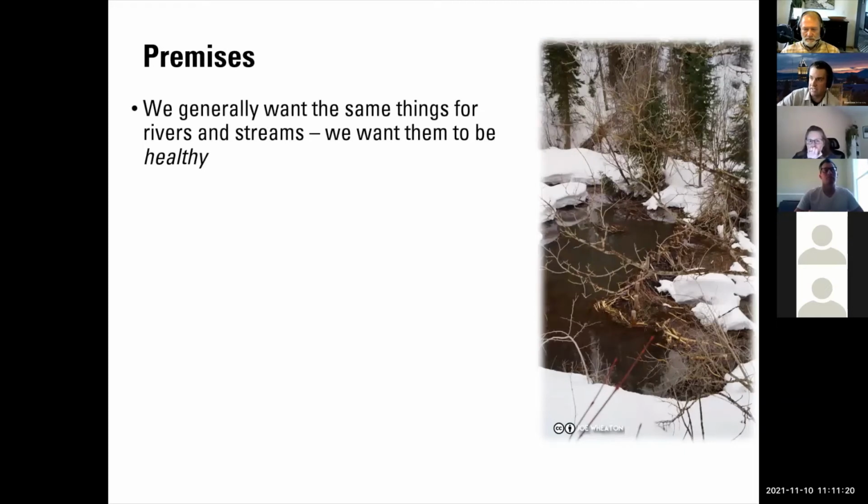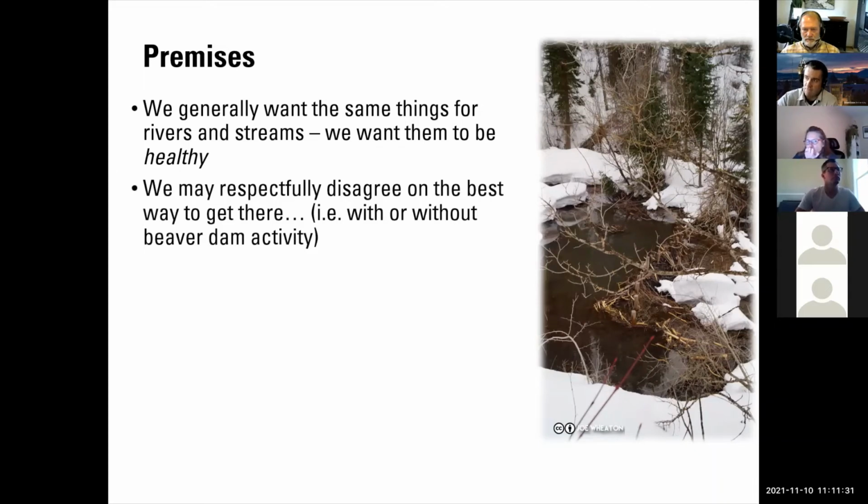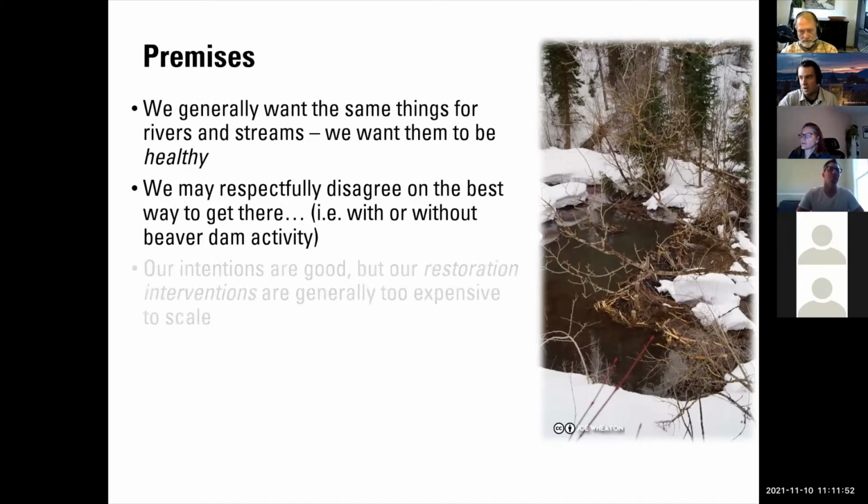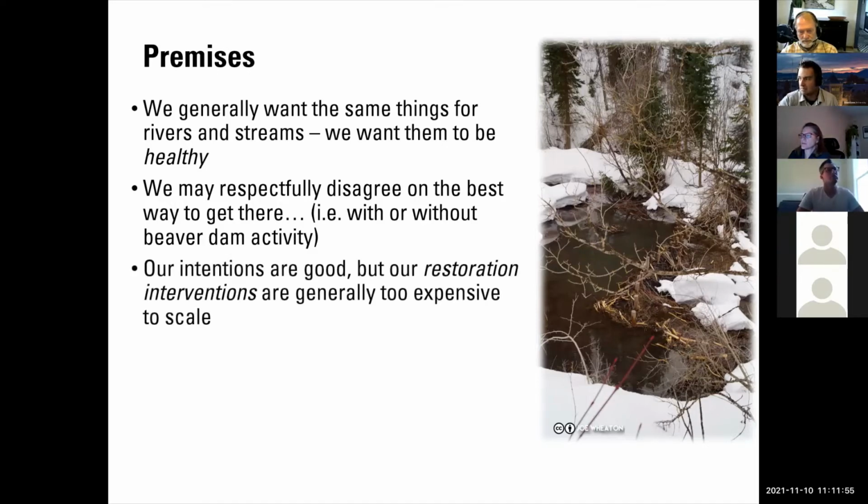So our premise is that most of us generally want the same things for some of our rivers and streams, and want them and the ecosystems and communities that depend on them to be healthy. We may respectfully disagree on the best way to get there. And a lot of times those can be disagreements from the pro-beaver camp and the anti-beaver camp about how we get there. So what we're trying to do with BRAT is have a little bit more civilized discussion to navigate some of that space with regards to with or without beaver dam activity.